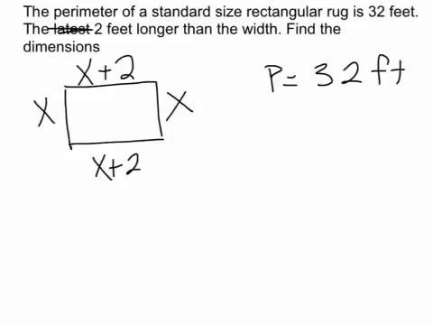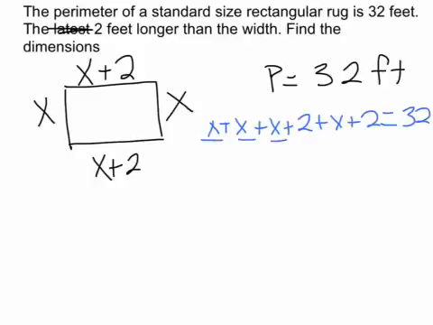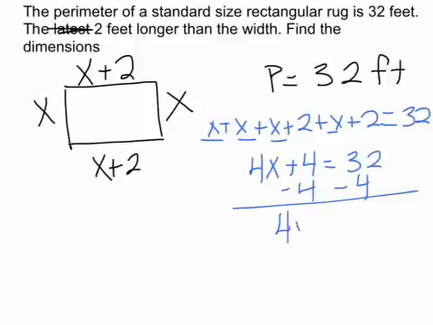Find the dimensions. So if I put this all together, x plus x plus x plus 2 plus x plus 2 is going to equal the perimeter. 1, 2, 3, 4. So I have 4x plus 4 equals 32. Subtract 4 from both sides, and 4x equals 28.